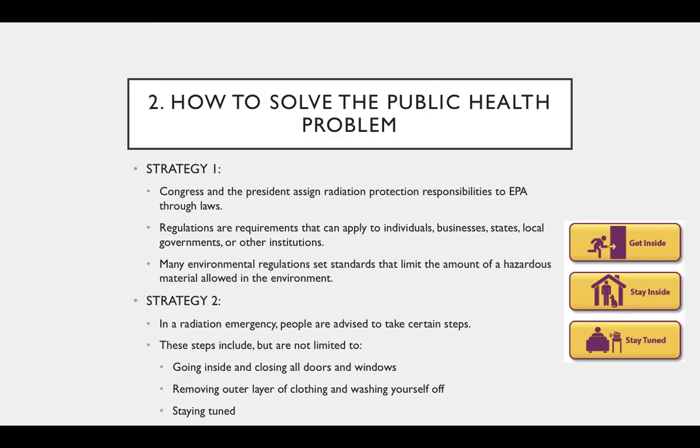So, strategy 2. In a radiation emergency, people are advised to take certain steps. And these steps usually include going inside, closing all your doors and windows, bringing your pets in if you can, and bringing anything that they would need for the next 24 hours, removing your outer layer of clothing, and taking a shower if you can. But if you can't, wash your face, hands, and parts of your body that were uncovered at a sink or a faucet. And then put on some clean clothes, and then stay tuned for further information or instructions.